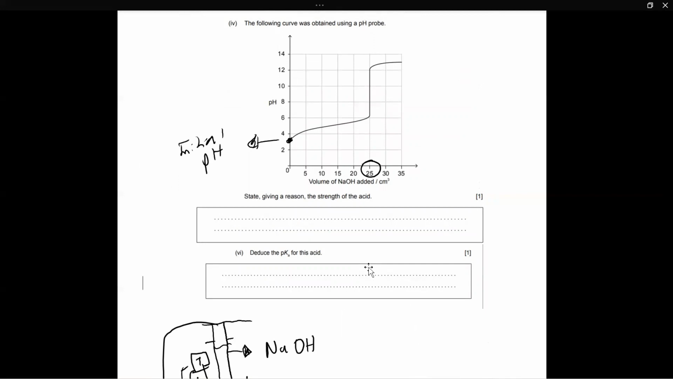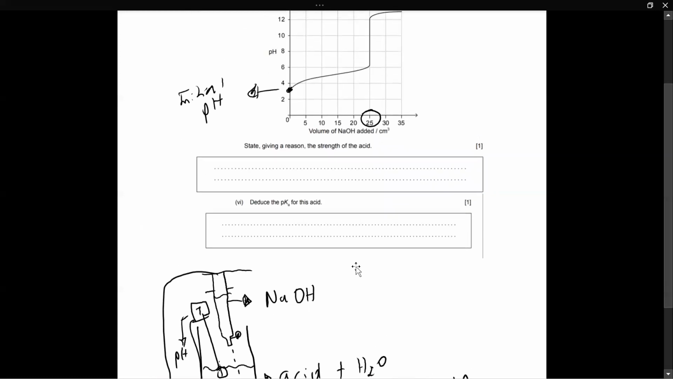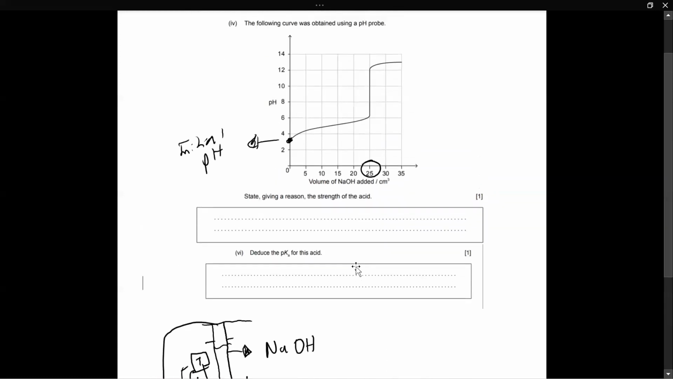So that would mean that the pH at the equivalence point should be 7, correct? Because if you have the same number of moles of NaOH and the same number of moles of the acid, then the pH at the equivalence point should be 7. It should be neutral. It should be neither acidic nor basic because both of them are in equal amounts.